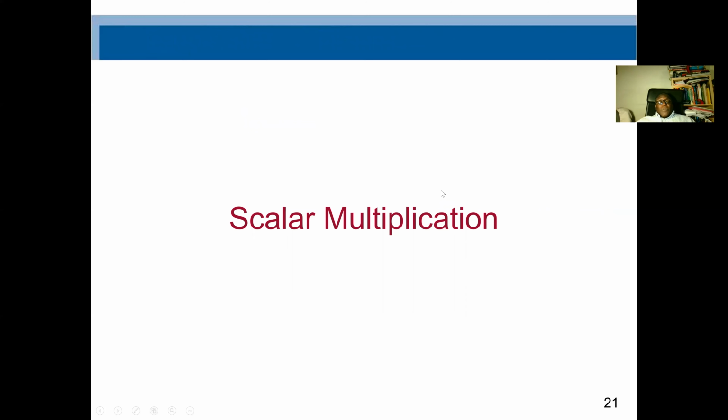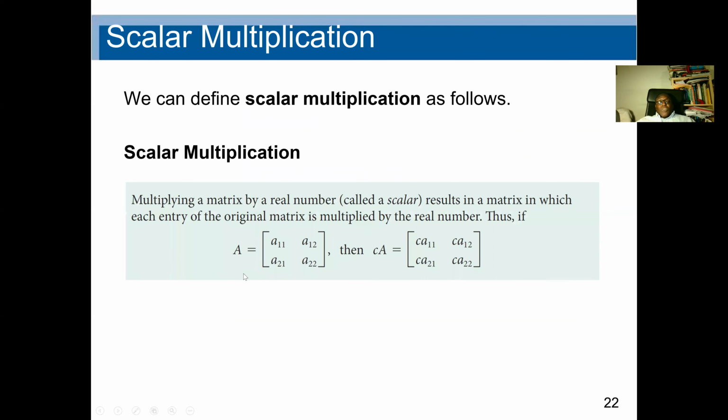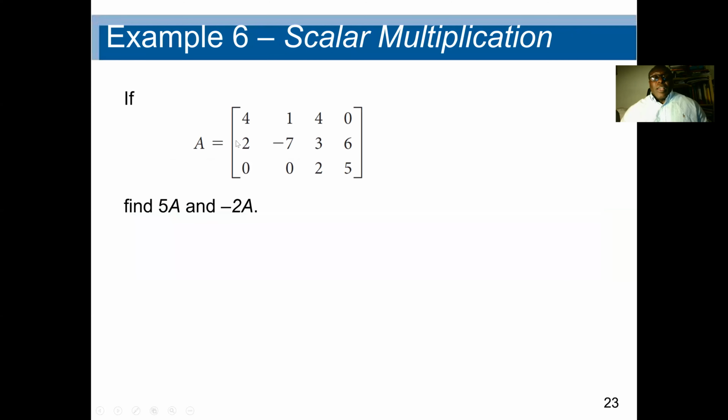Now, scalar multiplication means we are multiplying one value by all the elements. So, for example, if I have A, then CA will be C times A11, A12, A21, A22. So this is more or less a scalar multiplication. One value, which in this case is C, we multiply by all the elements. And this is a good example.